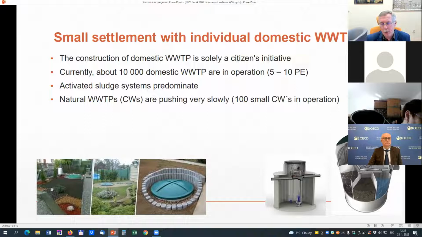They are relatively very populated. For this type of treatment plant, 95% is the activated sludge system. It really predominates. This system works continuously, and natural treatment plants like constructed wetlands are pushing in very slowly. In Slovakia, we have approximately only 100 small constructed wetlands in operation, because there is some resistance to this type of treatment plant in our university. Now we are starting to do some research on this type.